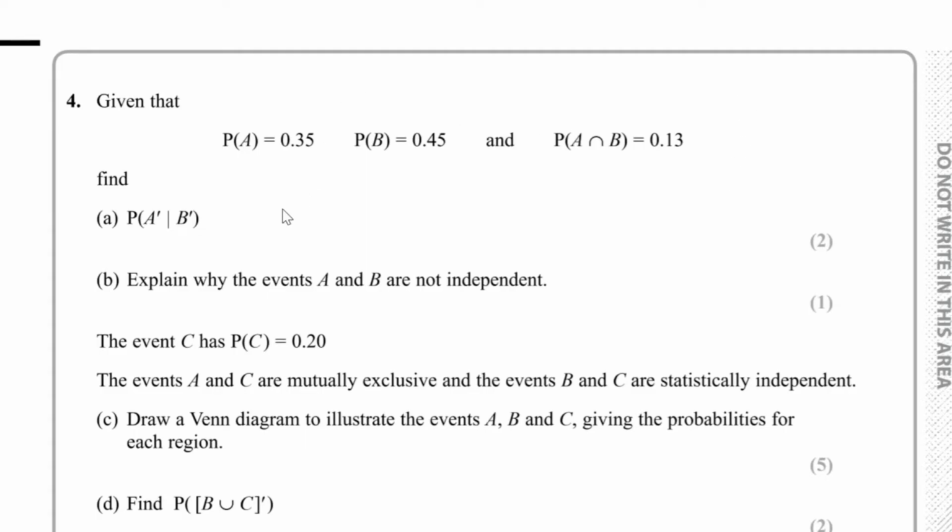Question number 4. We're given that the probability of A is 0.35, the probability of B is 0.45, and the probability of A and B is equal to 0.13. And for the first part of part A, we have to find the probability of not A given not B.